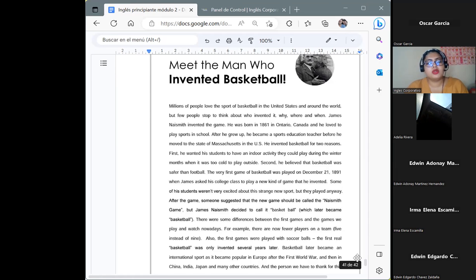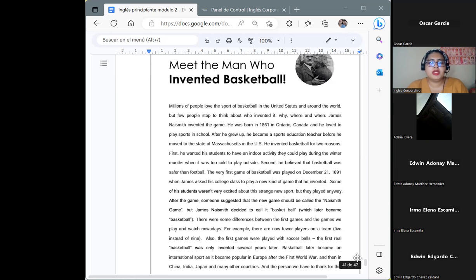First, he wanted his students to have an indoor activity they could play during the winter months when it was too cold to play outside. Second, he believed that basketball was safer than football. The very first game of basketball was played on December 21st, 1891, when James asked his college class to play a new kind of game that he invented. Some of his students weren't very excited about this strange new sport, but they played anyway. After the game, someone suggested that the new game should be called the Naismith game, but James Naismith decided to call it basketball, which later became basketball.